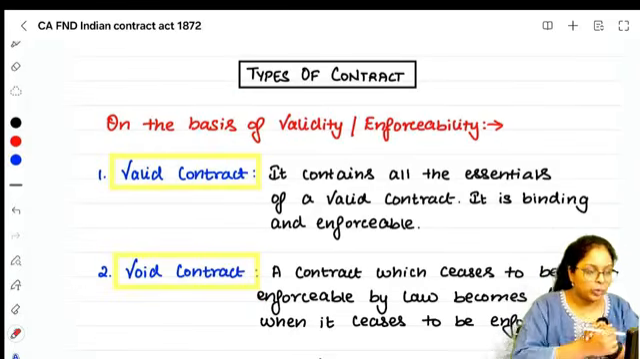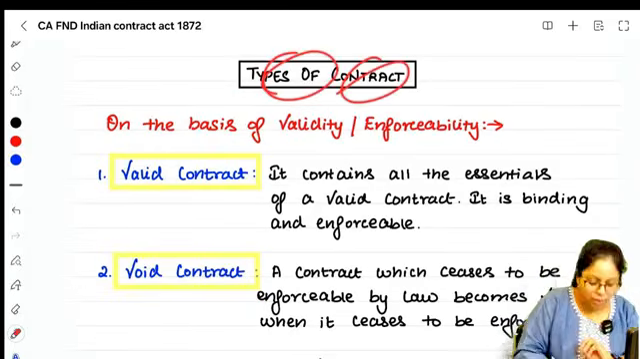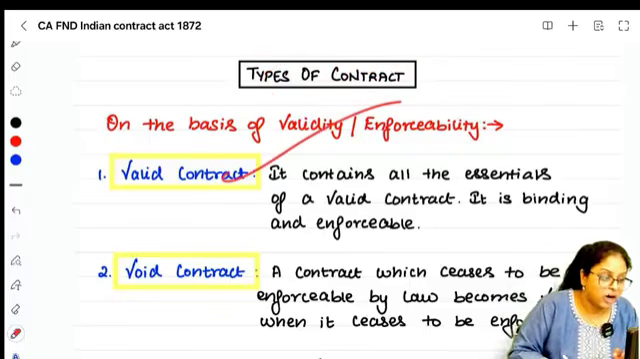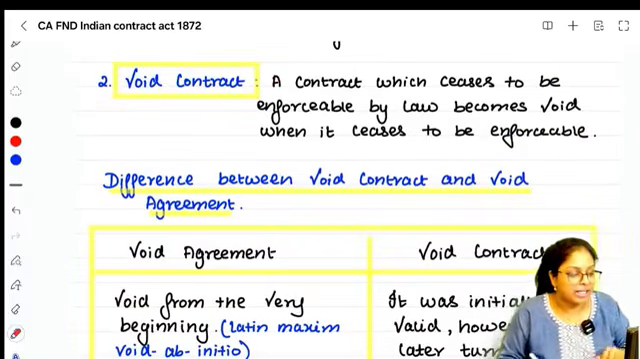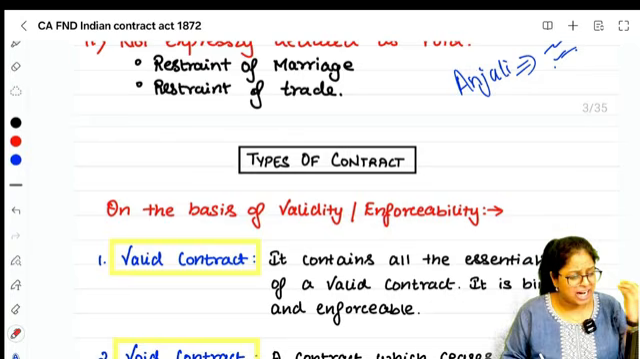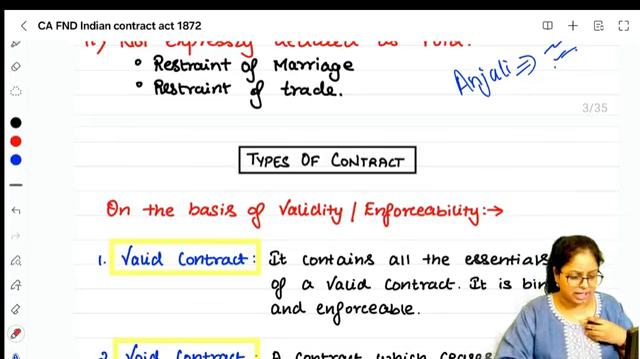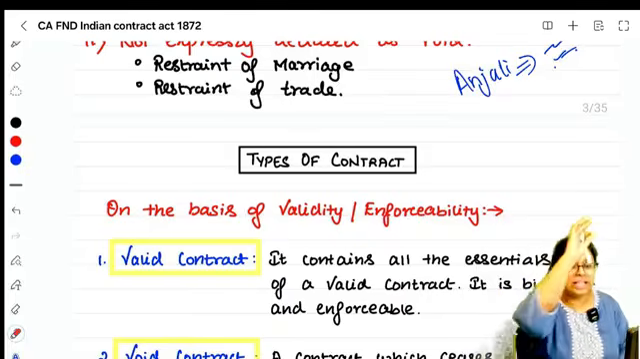So let's continue with the next topic, which is types of contract. Types of contract, like there's valid contract, void contract, and void agreement. Valid contract is nothing but any contract that fulfills all the 11 essentials.